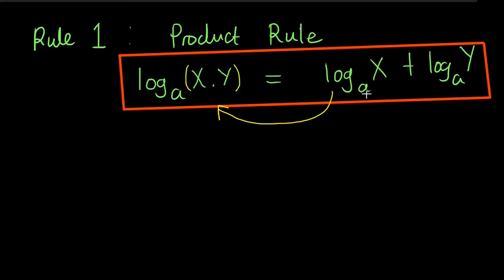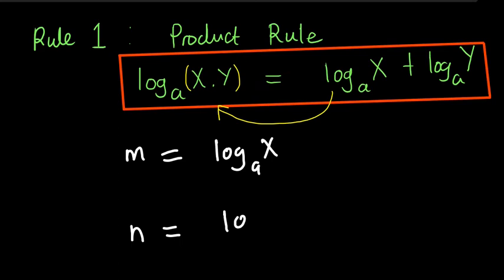So first of all, we need to find x and y, and then after finding x and y, we multiply them and we introduce log. The way we do it is we let m, or any alphabetical letter, be equal to log x base a, and we also let n be equal to log y base a.